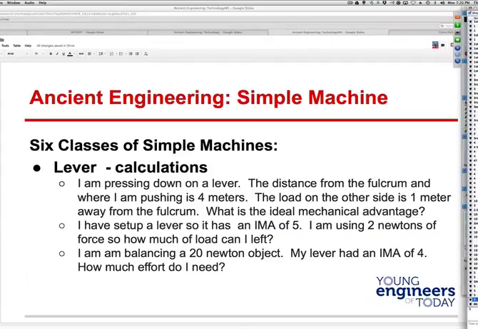All right, so let's think about that. IMA of 4, and I'm holding a 20 Newton object divided by my effort. So if I take my effort times IMA of 4, let's say that's E, 4 times E equals 20. E equals 20 divided by 4, or 5. The answer is 5.